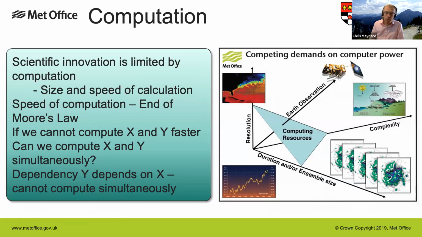That requires more computation. And in order to understand the error and uncertainty, we want to do multiple simulations of the same thing. So an ensemble of perturbed initial conditions. And again, that takes much more computing resources. But if we can't compute X and Y faster, can we compute X and Y simultaneously? But we have to think about the dependency, because if Y depends on X, we can't necessarily compute them at the same time. And this goes back to the synchronicity that Richardson already recognized.